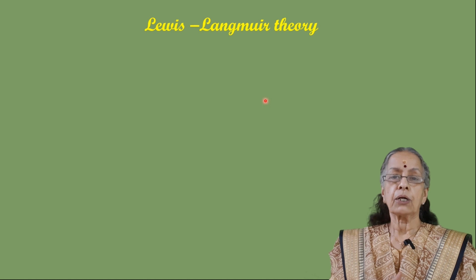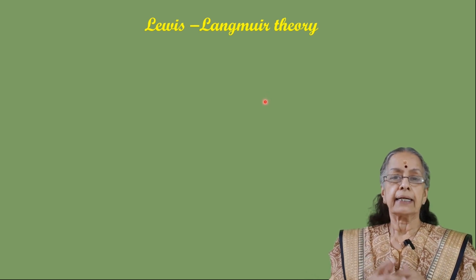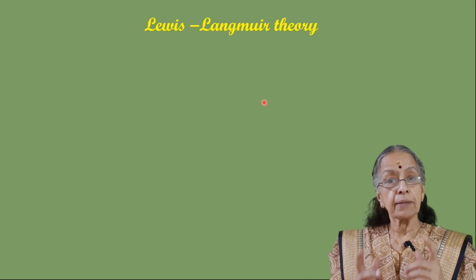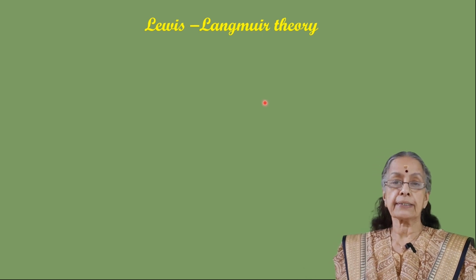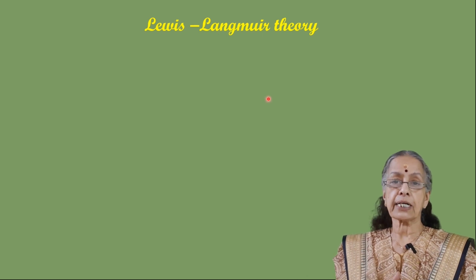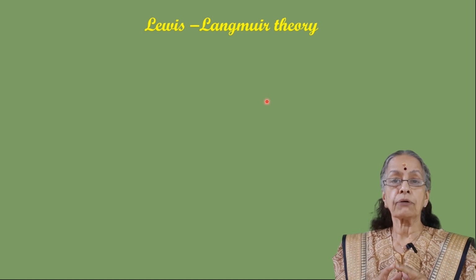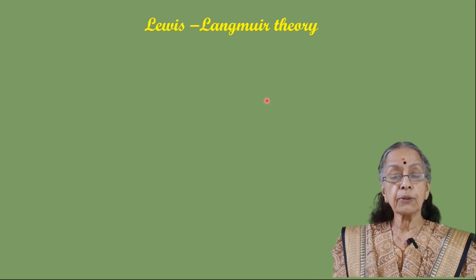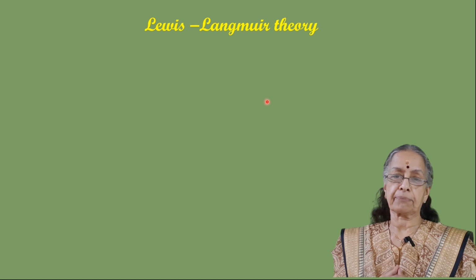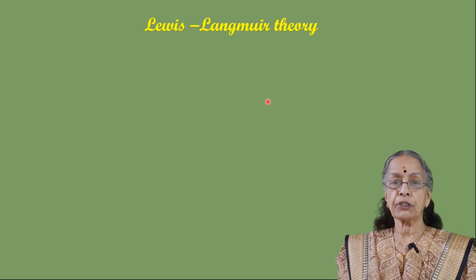Kossel-Lewis concept could explain electrovalent bonding, that is, ionic bonding. According to Lewis, the 8 electrons in the valence shell are positioned stationary at the 8 corners of a cube. Langmuir modified this concept.